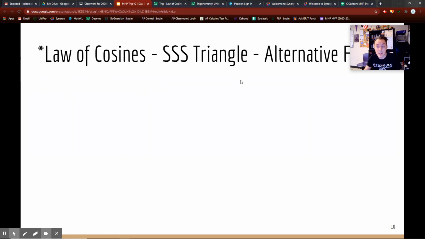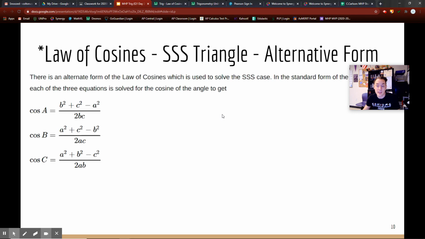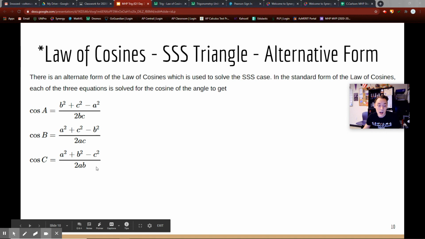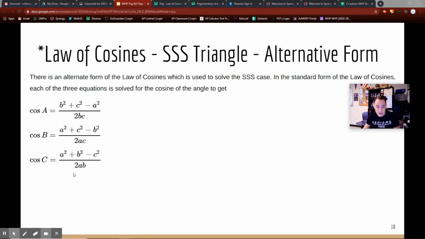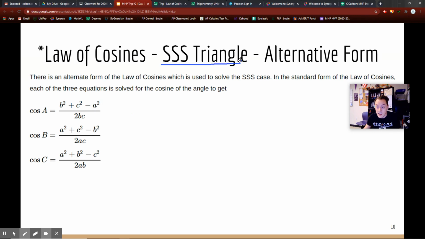I'd rather do this. This is an alternative form, and you can add this to your master sheet for trig formulas if you want to. I actually use this alternative form, and it's really great, because it allows me to solve for each angle measure or each side. If I'm given side, side, side, I need to solve for the angle measures, and this is an alternative way to solve for each of those angle measures. It's rather glorious.